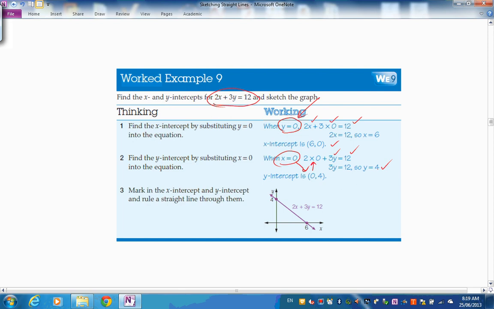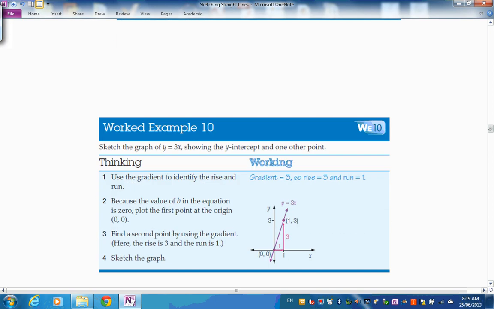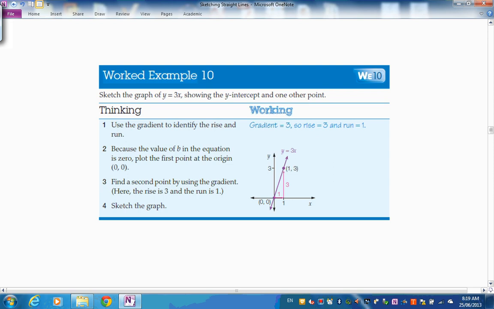So let's plot those now. The x-intercept was at 6. The y-intercept was at 4. So joining them up, we have a graph of that straight line. So that's a pretty quick way also of drawing the graph of a straight line. Let's come down and have a look at one more example here. What about the graph of y equals 3x? Hey, that's interesting because here we have a slope of 3 and no y-intercept.